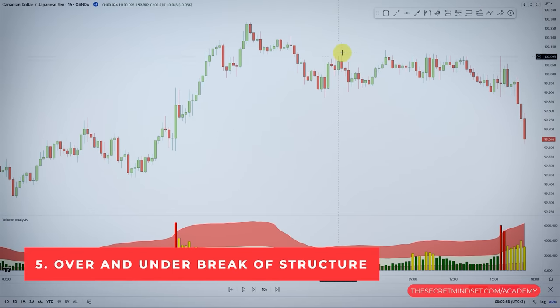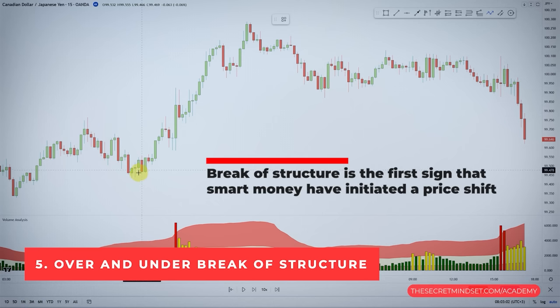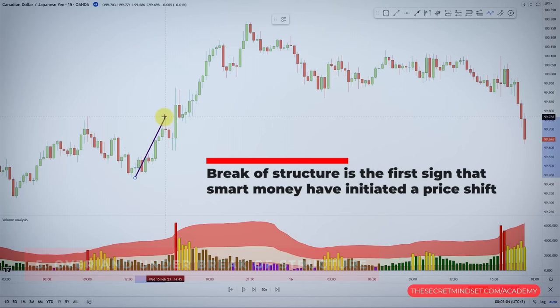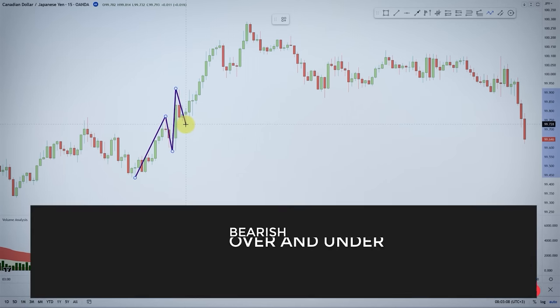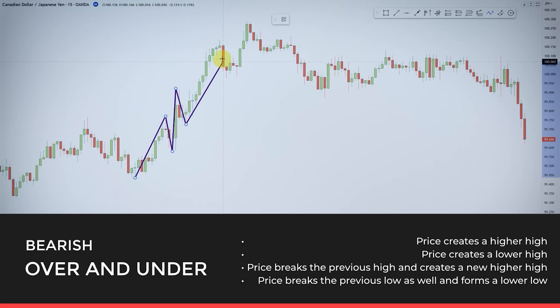Break of structure is another way to align yourself with the big players. The break of structure is the first sign that smart money have initiated the price shift. In a bearish over and under pattern after a previous uptrend, price creates a higher high, then creates a lower high, then breaks the previous high and creates a new higher high. Then price breaks the previous low as well and forms a lower low.